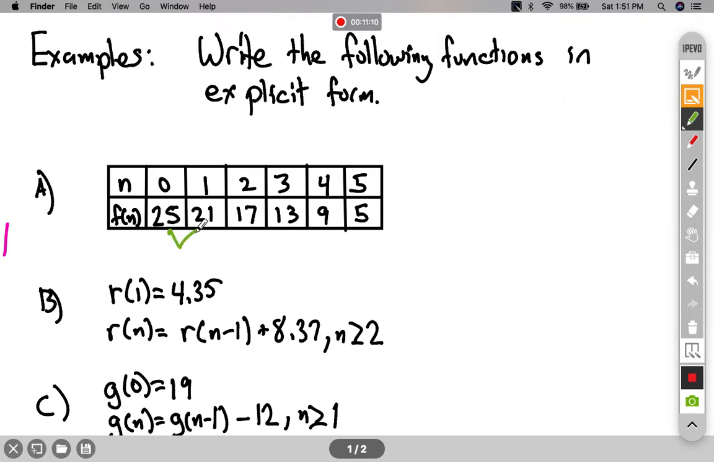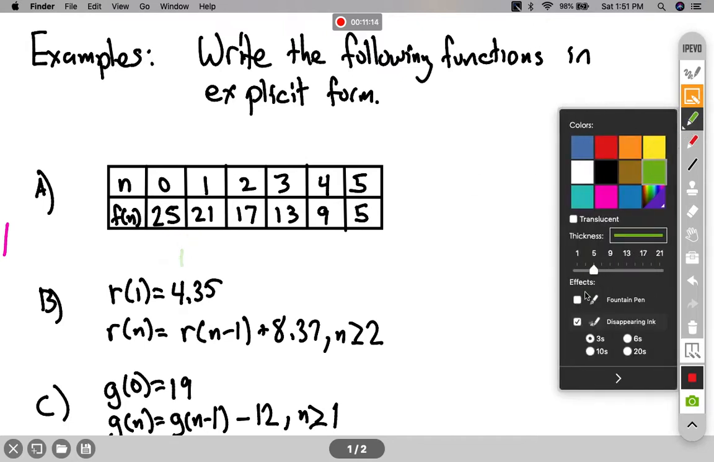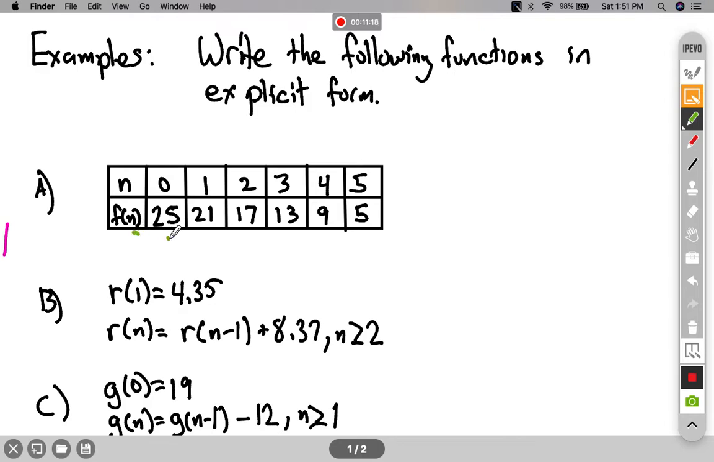Okay, on this one, we're subtracting 4 each time, and we have the 0 term. So we can say f of n equals 25. We subtract 4 each time, and we can just use n because I had the 0 term.